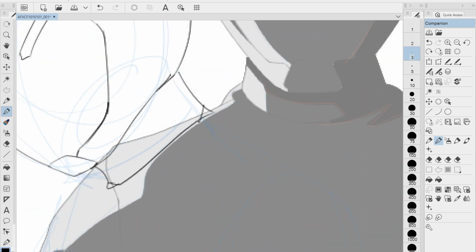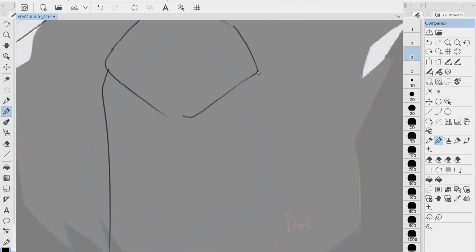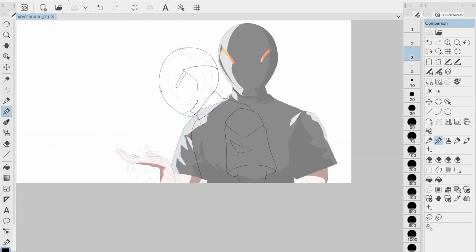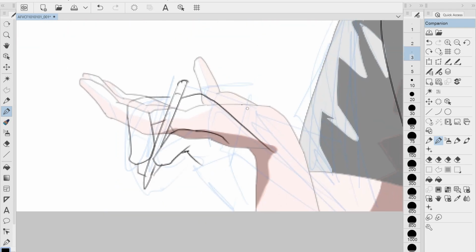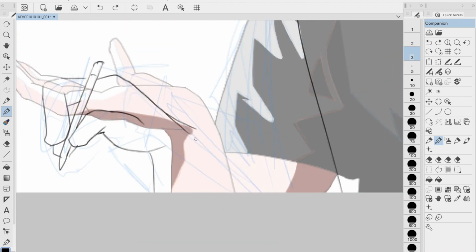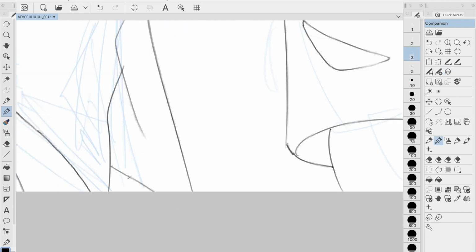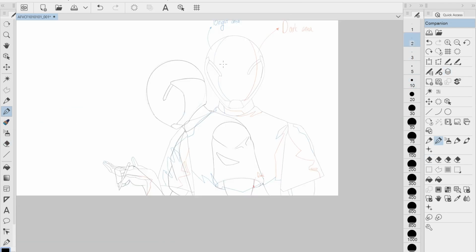From the second frame, we can decrease the opacity of the previous one and draw an overlay on it to track the movement of the object. Also, don't forget to track the shading guidelines.